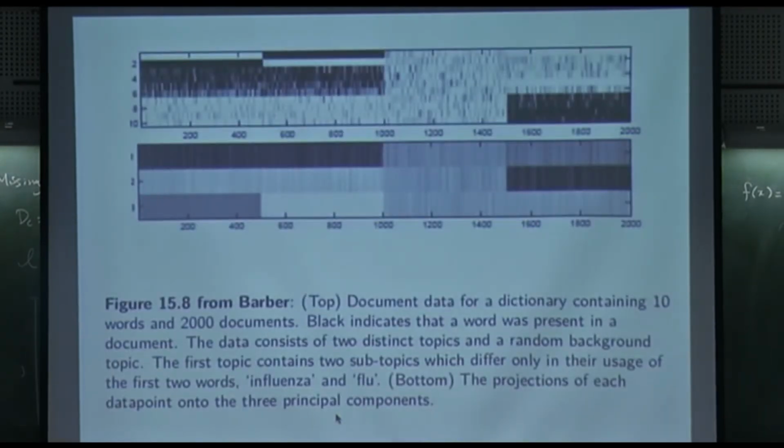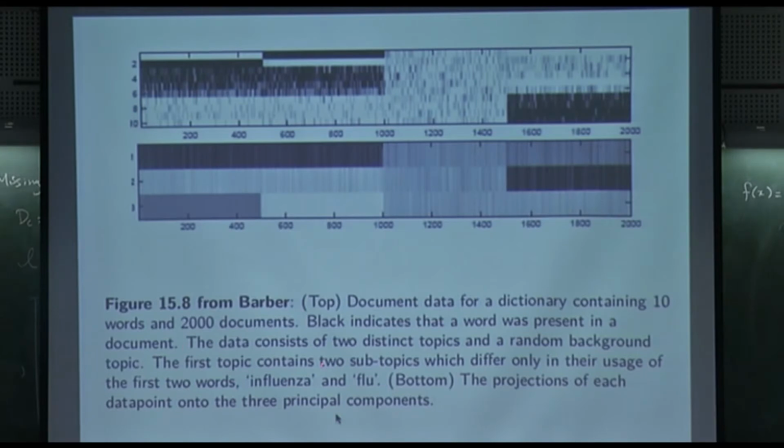So here's what ended up happening over here. The top is the documents. So there are 2000 documents. Document data for a dictionary containing 10 words and 2000 documents. Black indicates that a word was present in the document, and white indicates it was not. So up here, basically these are the 2000 documents, these are the 10 words. If a word appears, it's black. If it doesn't appear, it's white. And these are basically black and white vectors that are going on. All right.